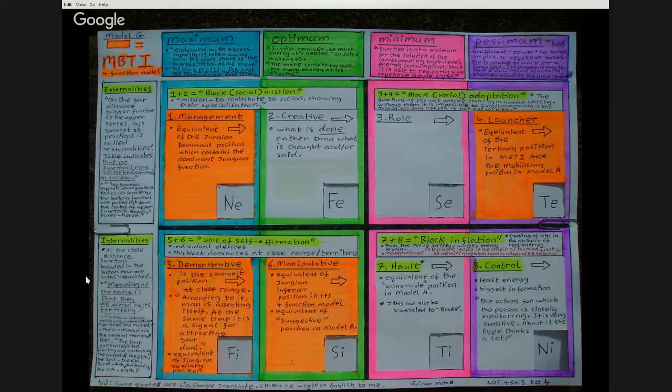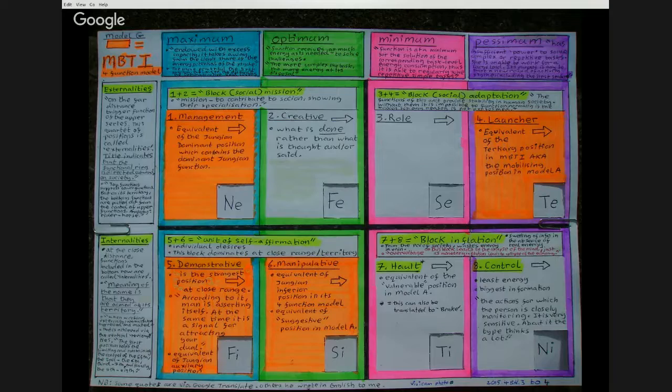Whoa, this is amazing. Hold on. NE, and then where's F? Okay, so that could be top right, and then SE TE. So that makes sense. This is like a jigsaw puzzle for me. And then the TI and the NI and then FI and the SI contradict what the top left was saying.